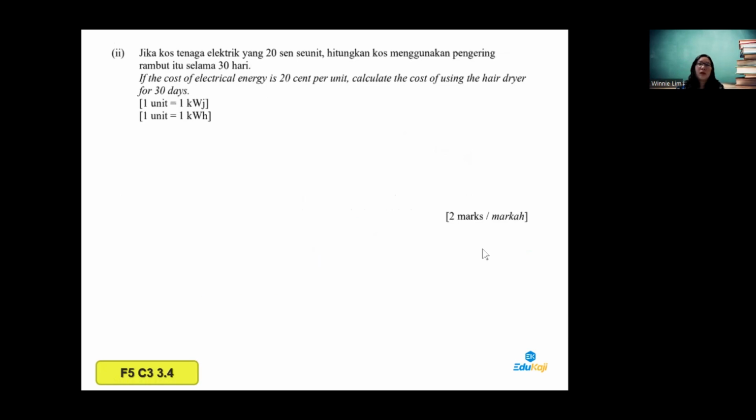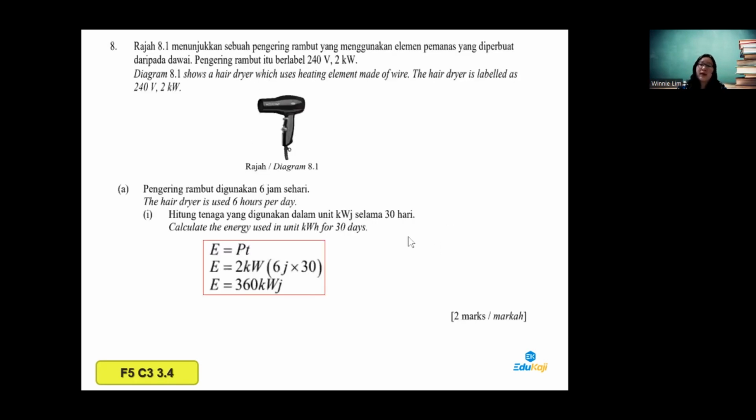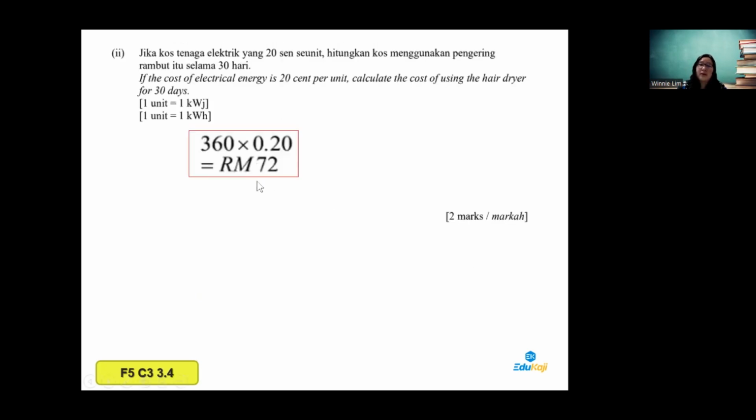Then next, if the cost is 20 cents per unit, calculate the cost of using the hairdryer for 30 days. So just very direct, from what you calculated just now, 360, you just times with 20 cents. And then you get 72 ringgit. Or if you want it in cents, then it's 7,200 cents. So that's why it's good to write the unit.